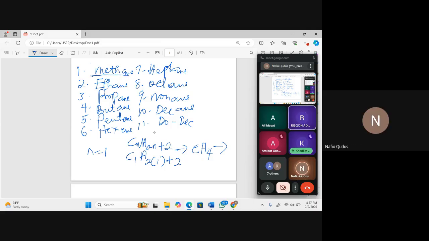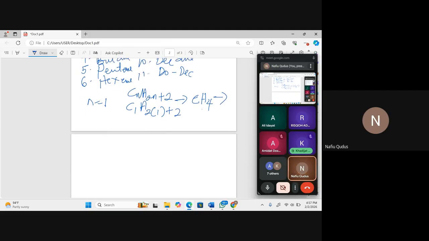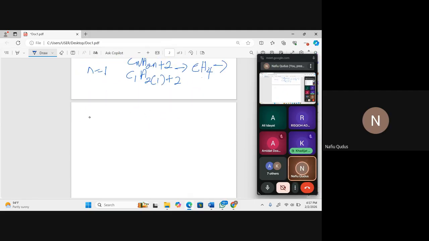Yes, exactly. So when our n equals 2, we are going to have C2H2(2) plus 2. 2 times 2 is 4, plus 2 is 6. We have C2H6, and C2H6 is ethane. Are we together?